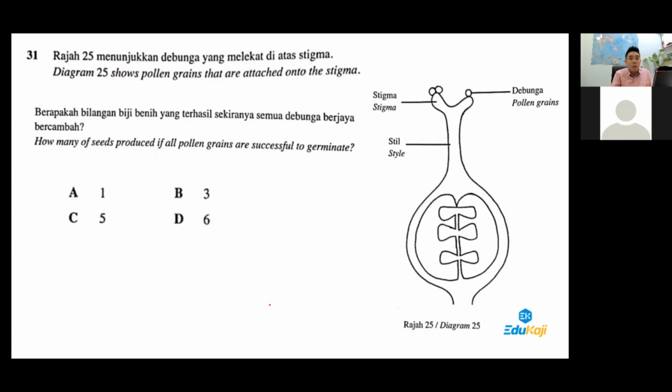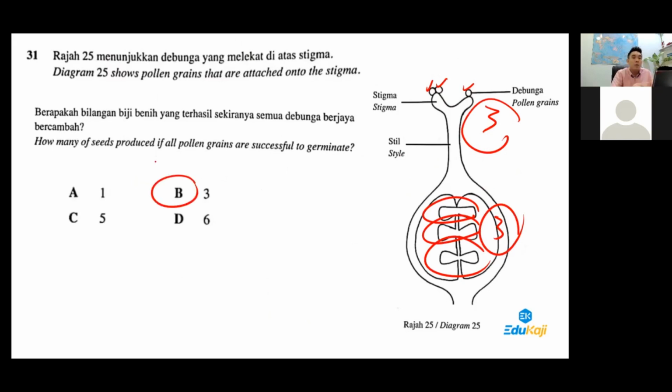How many seeds are produced if all successfully germinate? 1, 2, 3. Because we have 3 pollen grains fertilizing these 3. So you should get 3 seeds. Okay, draw 1 star. This is a little bit tricky, guys. So 31, boy.